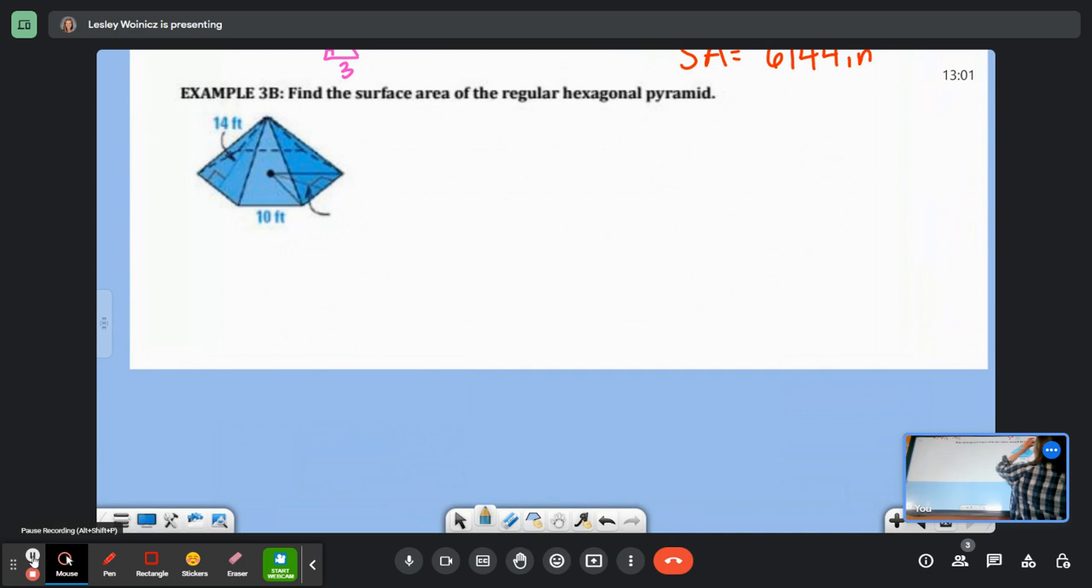Okay. So inside of our hexagonal pyramid, we have our little right triangle. Oh, yeah, no, we're not going to do this one. Just kidding.